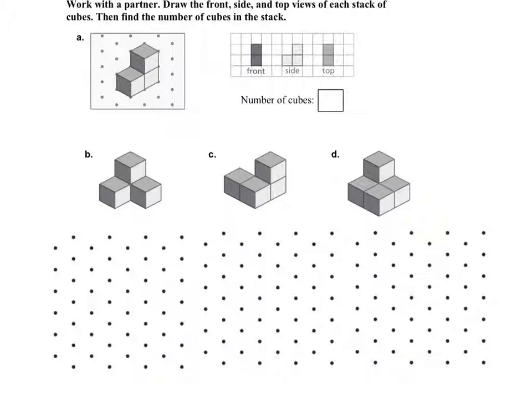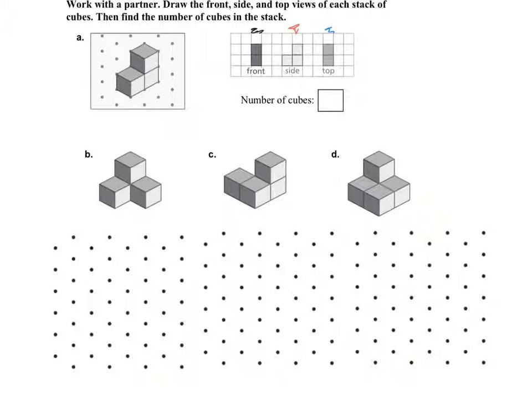So for the front side, I am going to use black to color. And for the sides, I'm going to use red. And for the top, I'm going to use blue.